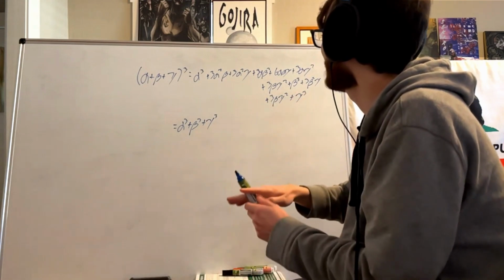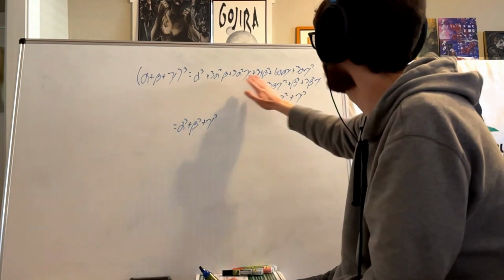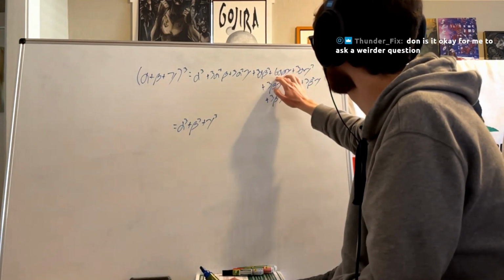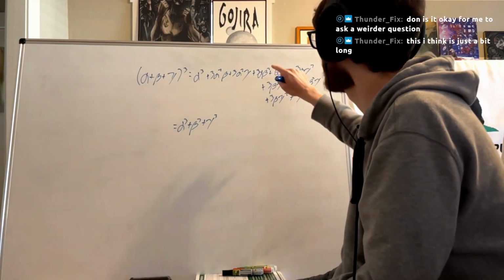But yeah, so we'll notice everything except for the alpha cubed, beta cubed, gamma cubed has a 3 in front of it, except for that 6 alpha, beta, gamma. They split that up into a 3 alpha, beta, gamma plus 3 alpha, beta, gamma.